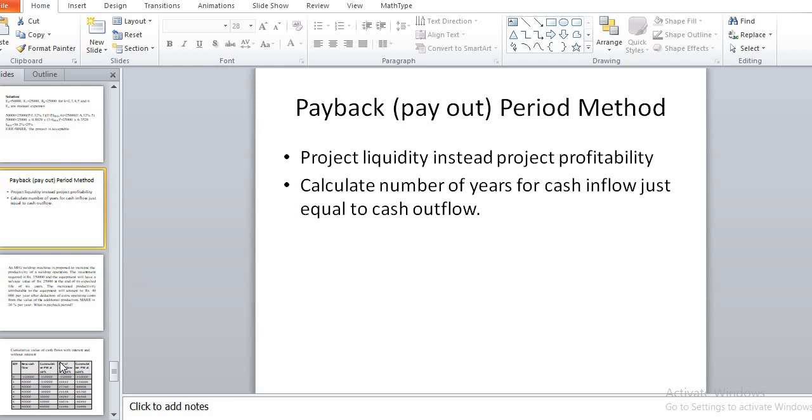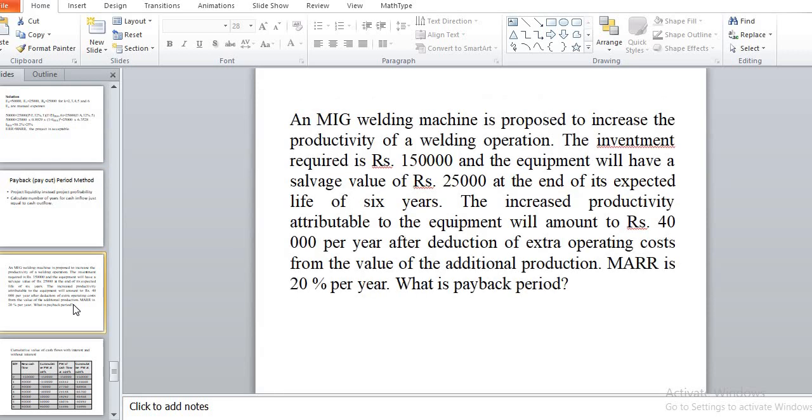So for this payback period, we go through one numerical here. The tube light and LED bulb replacement is a very simple and very practical example. You can imagine what the payback period is with this example. One example similar to the one we discussed is given here.